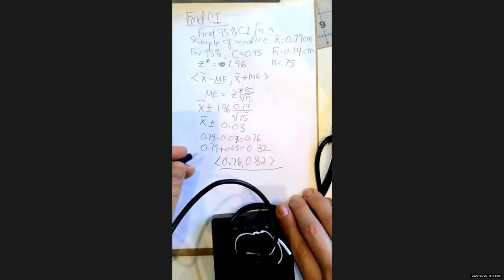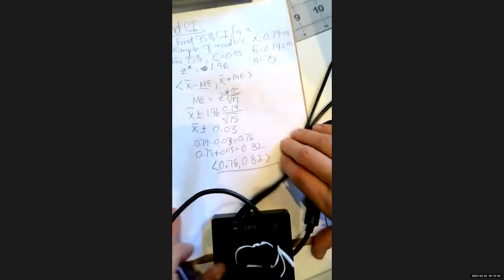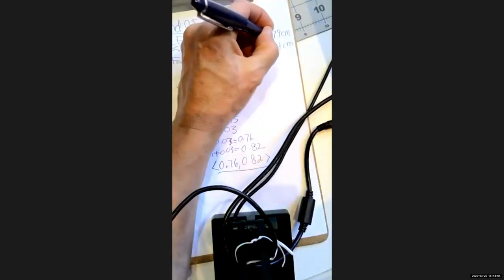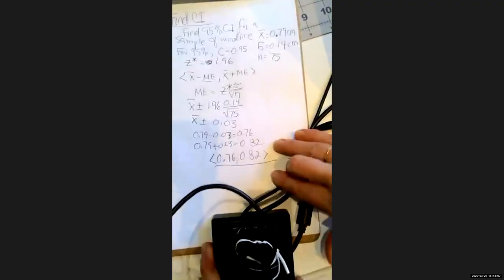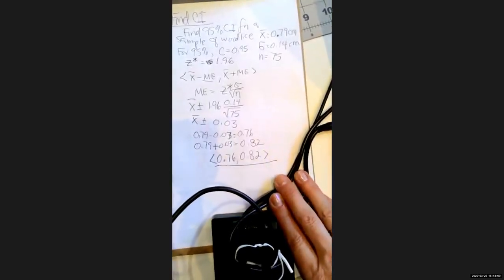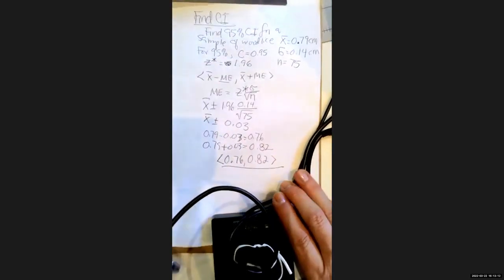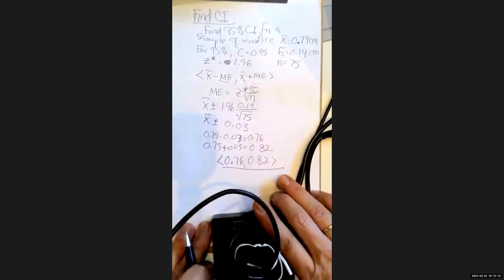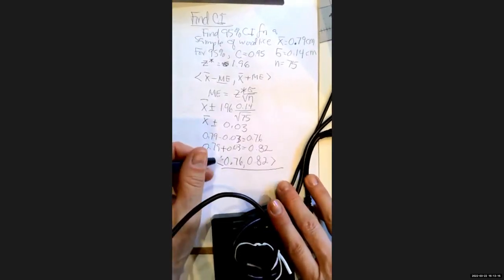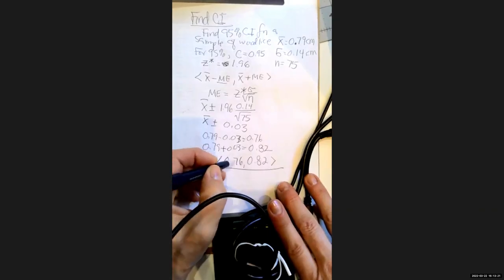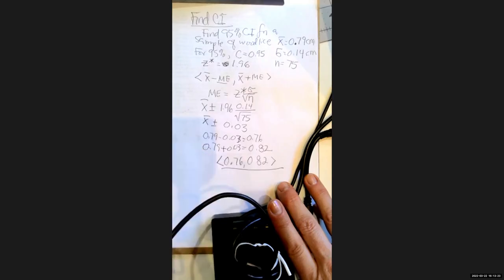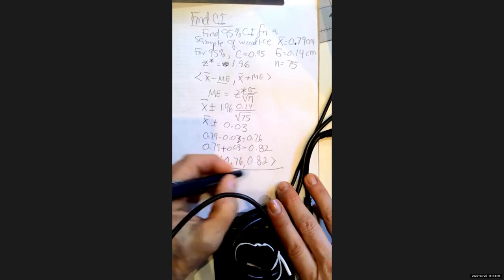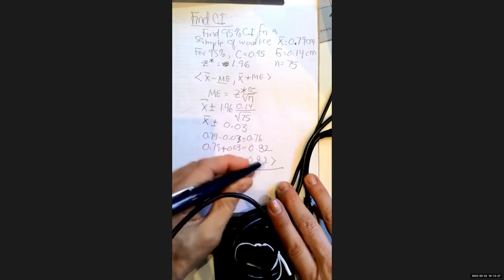All right, what does this tell me? This tells me that my roly-polies on average were 0.79 centimeters, and that if I went and did this exact same new sample over and over again, in 95% of the samples that I took, the true mean would be between 0.76 and 0.82. And so I'm pretty confident that the true mean size of my roly-polies is in this interval.